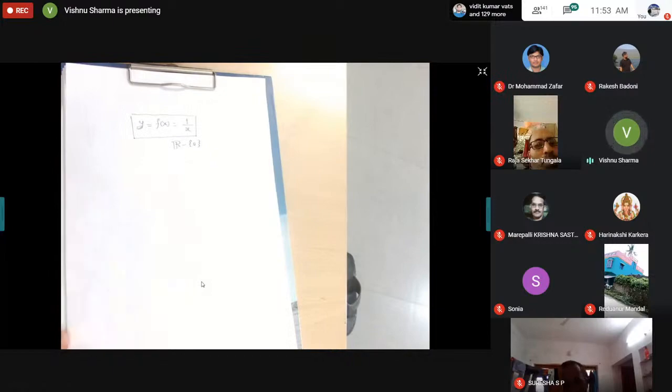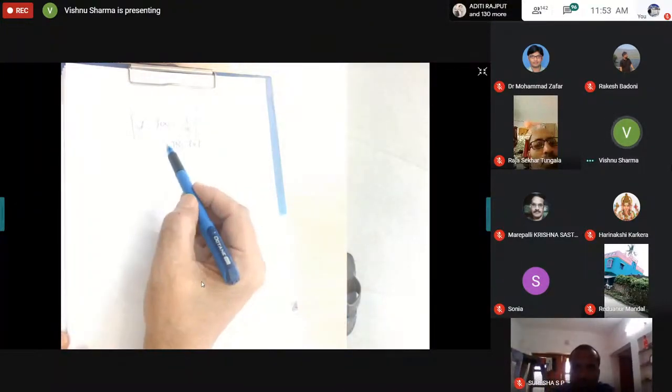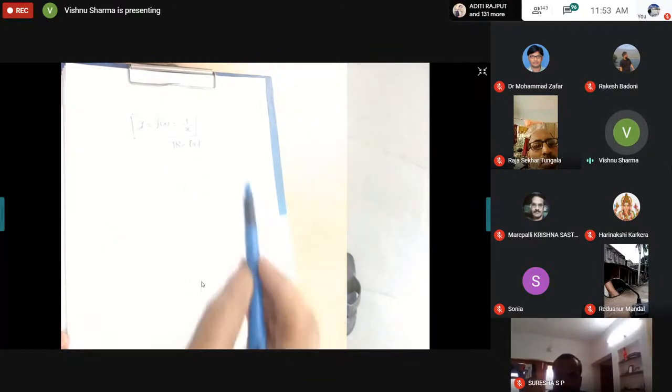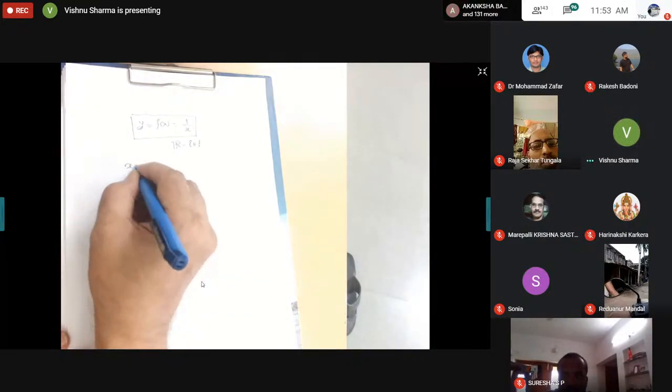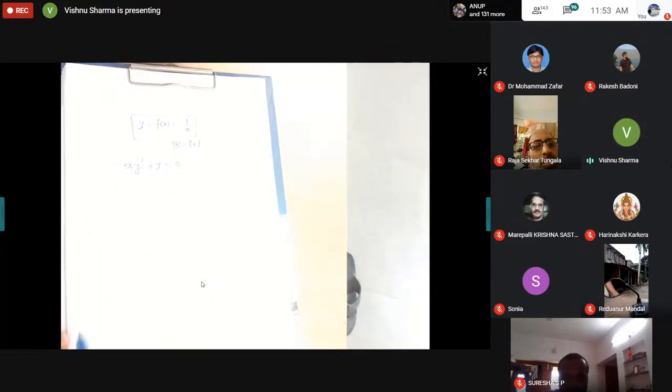So I say that there is a difference between a function and the solution. I mean a function which represents a solution. For example, y is equal to 1 by x. If I treat this as a function, its domain is R minus 0, right? At 0 it is not defined, so the domain of this function is R minus 0. But one can see that it also satisfies this differential equation, right?